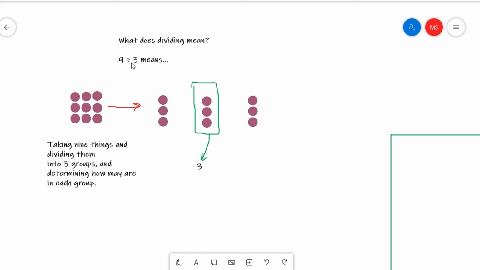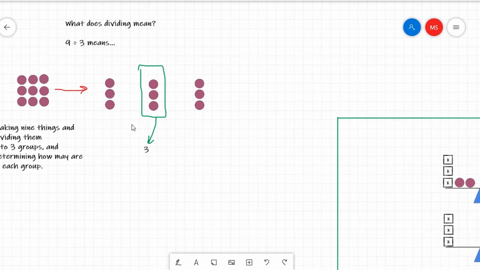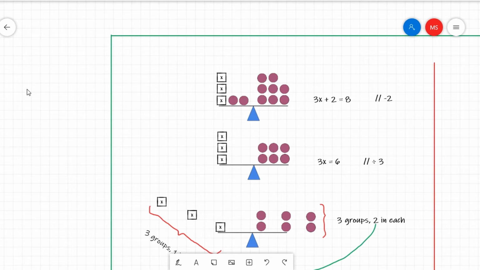If I say 9 divided by 3, what I mean is that I'm taking this group of 9 things and I'm splitting it up into 3 groups. And then I'm asking myself, how much is in each group? Well, there are 3. That's what 9 divided by 3 means. It means how much is in each of the 3 groups. So let's have that in mind as we come back to our main equation over here.